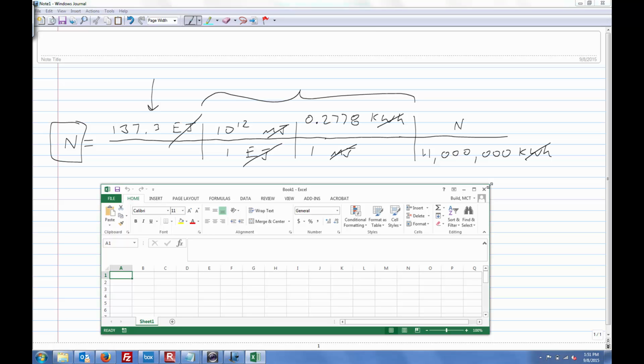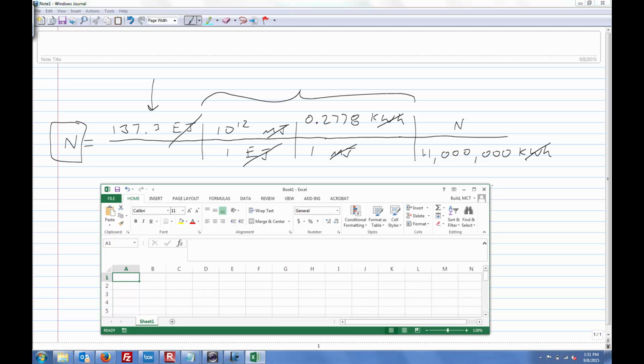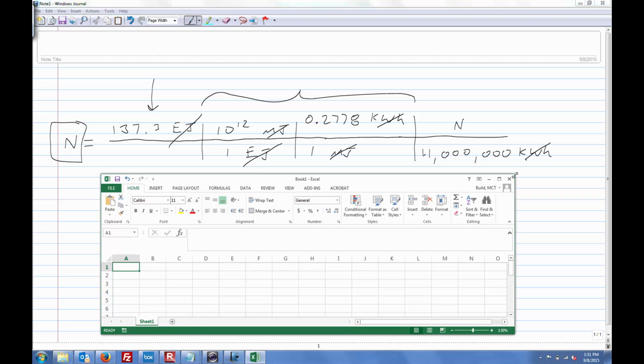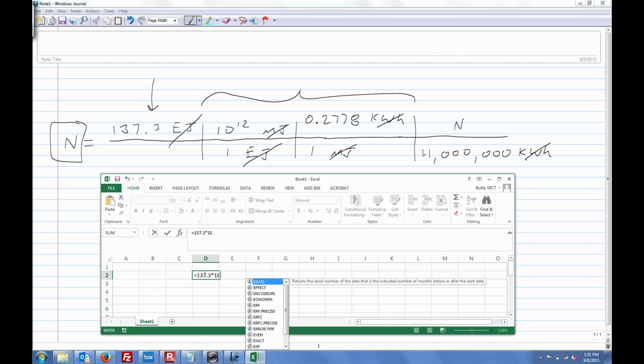So we'll just go through it and double check both of them. It was a difference of 12, and we put 12 zeros, but not 12 decimal places, because we had to move the decimal one. Yeah, so it's really been 11 zeros. I think that's right, so let's just check it out. I'm going to go ahead and do equals 137.3 times 1E12, that's the way to write a trillion, times 0.2778 divided by 11 million.